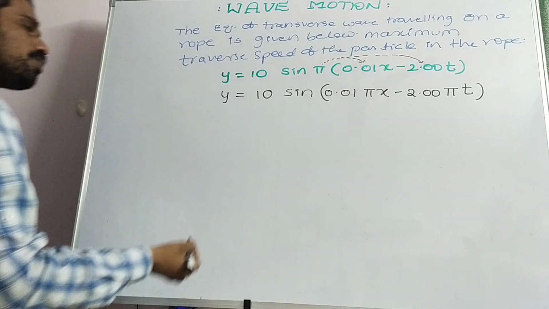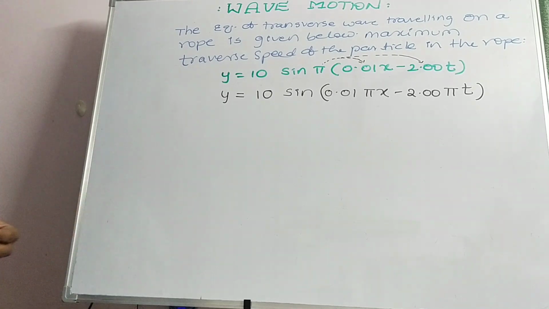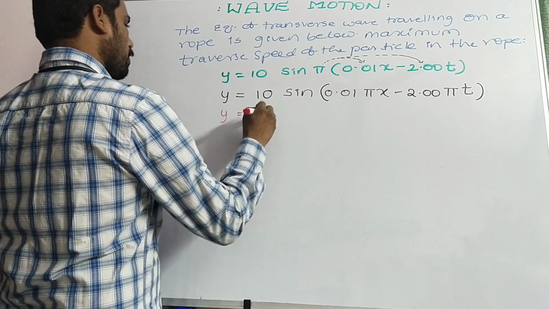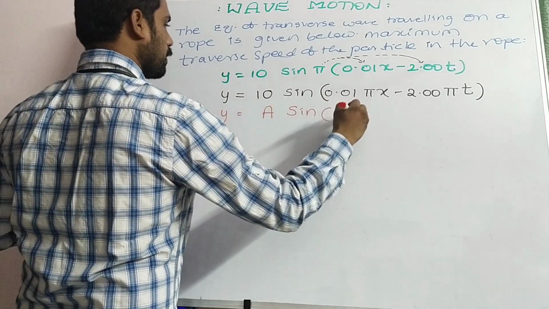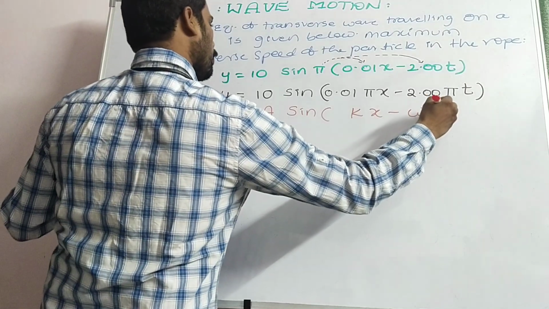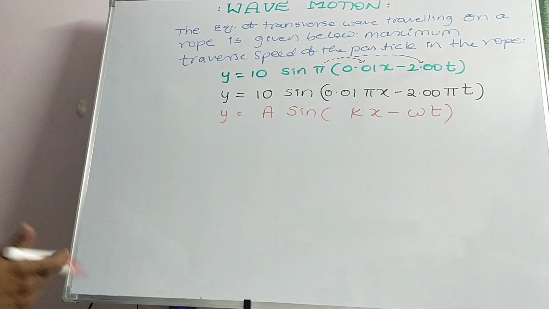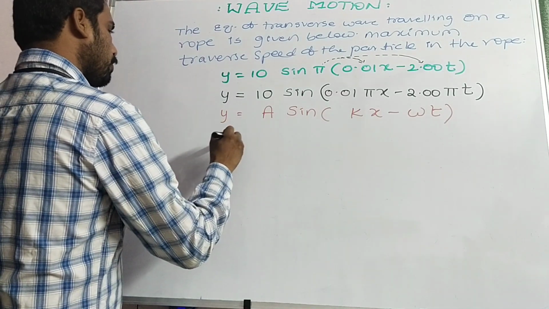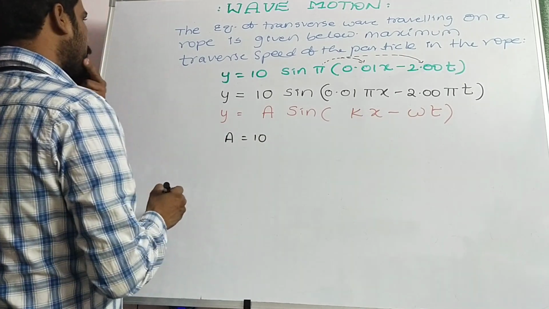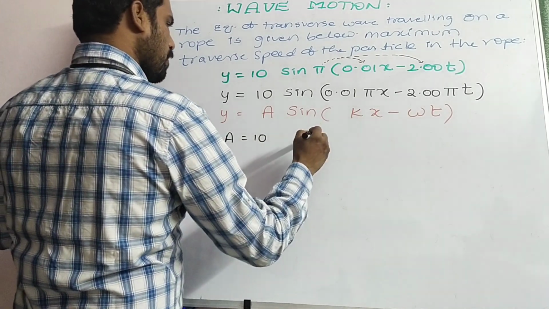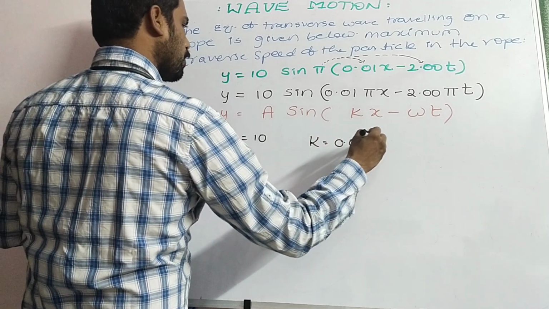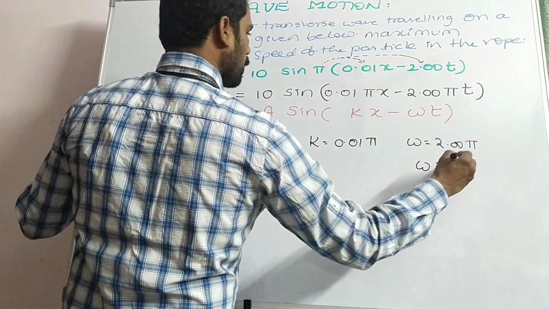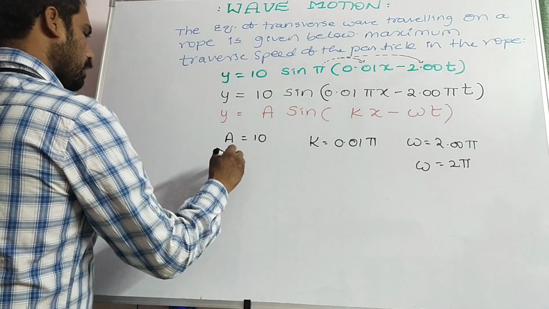So it looks like y is equal to a sine (kx minus omega t). By comparing above, we get amplitude a is equal to 10, k is equal to 0.01 pi, omega is equal to 2.00 pi. That is simply omega is equal to 2 pi, and a is equal to 10.